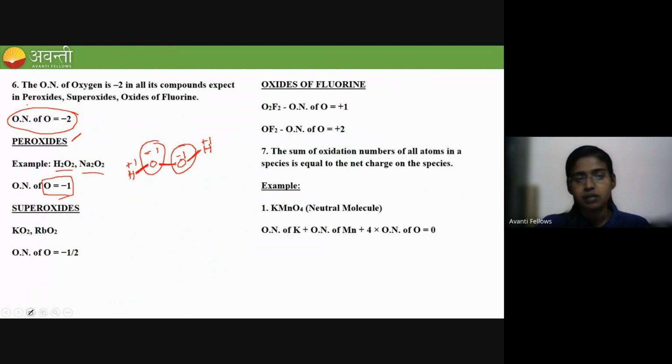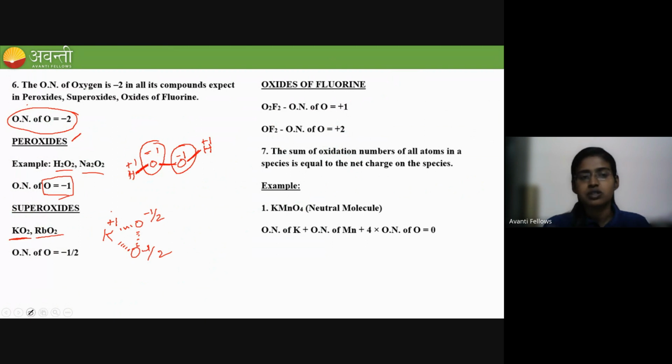Okay, peroxide. Then coming to superoxide: KO2, RbO2, these are superoxides. Here, one potassium is shared with 2 oxygen. KO2, if I take, I will draw like this. Potassium will have only +1 because it is a group 1 element. So it will be +1. And if you go for oxygen, the +1 has to be divided into 2. So, how do we divide +1 into 2? By half: minus half and minus half, plus half is 1, right? So, we'll have -1/2 for each oxygen.